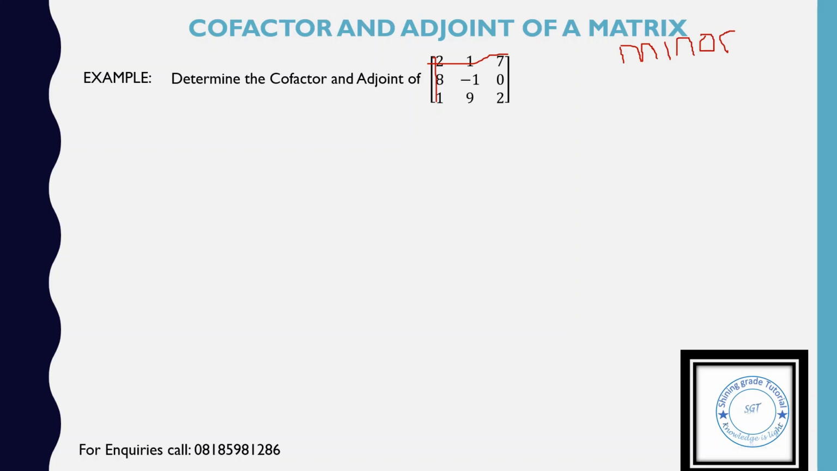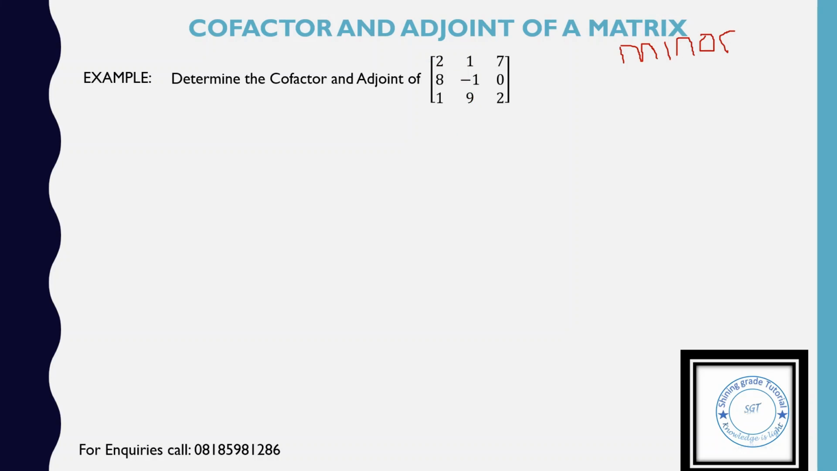As well, to find the minor of 1, we need to delete its row and its column. Its minor will be 1, determinant of 8, 0, 1, 2. I think that is very, very easy. So every element has their minor.